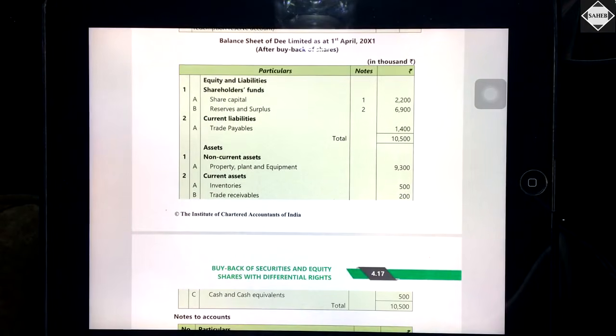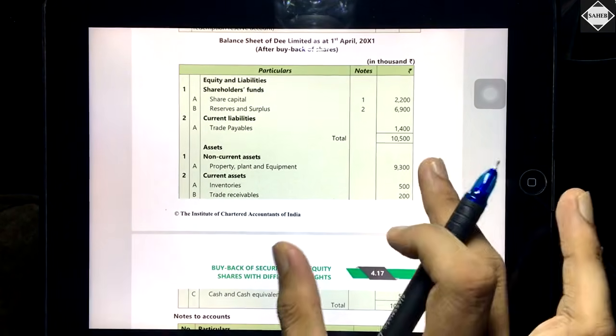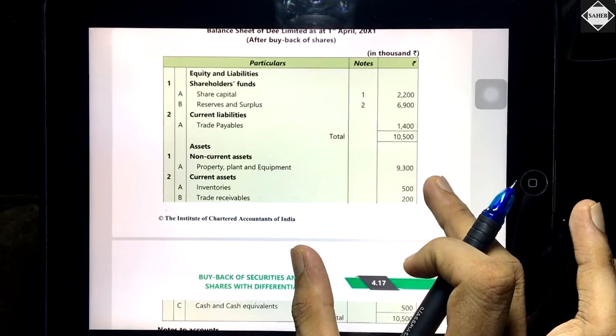Now from the next video, what we're going to do is we're going to see the test, debt equity ratio and all that. Fine, that's it for this video.